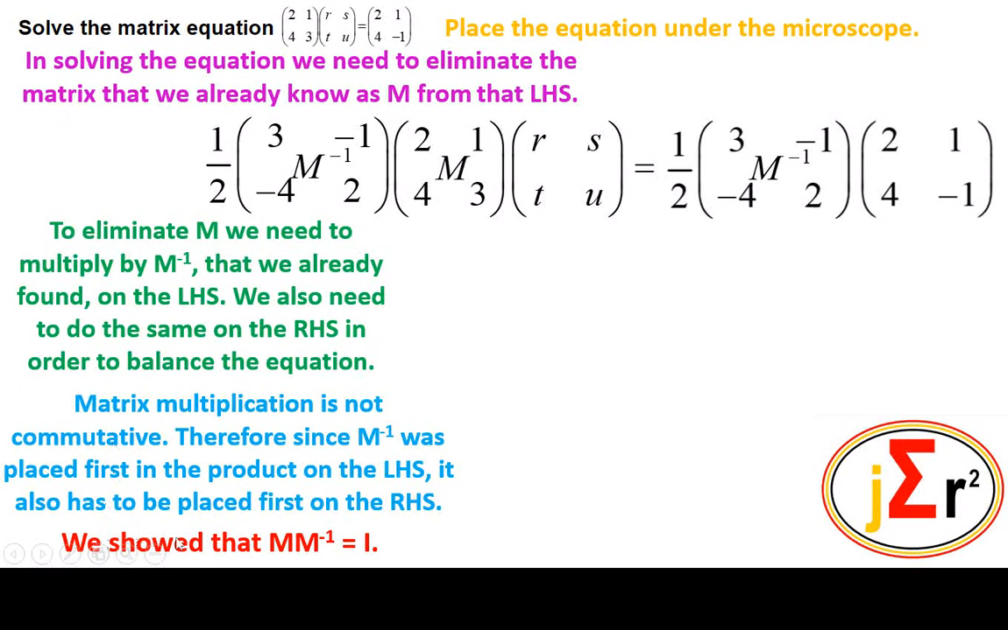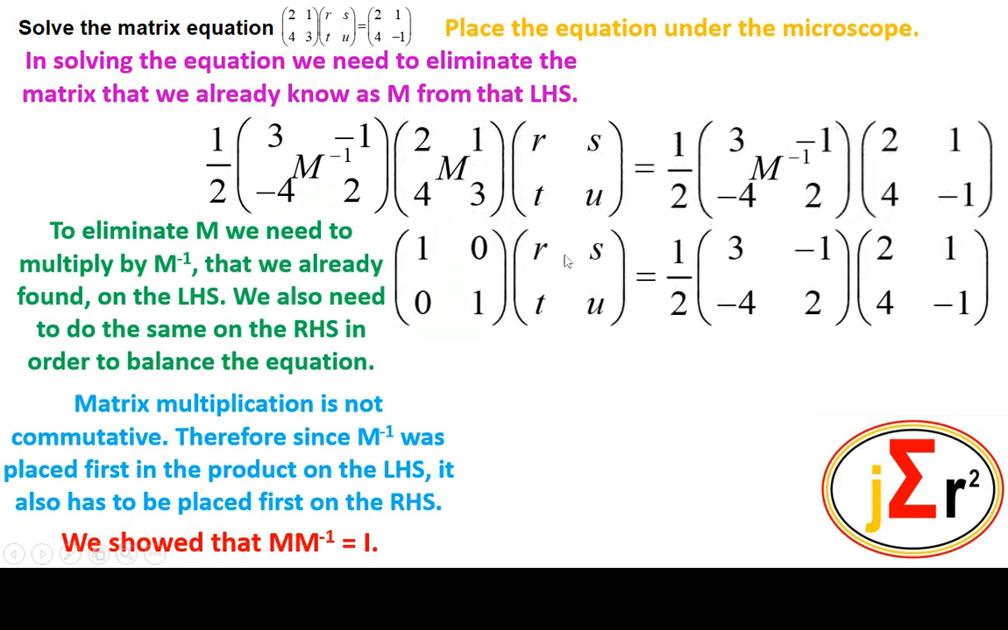We had previously labeled this one M because it is the matrix that we knew before to be M. Now we showed that M times M inverse is equal to I. If we multiply a matrix by its inverse in any order, the identity matrix will be the result. Therefore, the left-hand side will be simplified to this product that we have here being the identity, which is 1001, and of course we will maintain our matrix of unknowns, RSTU.